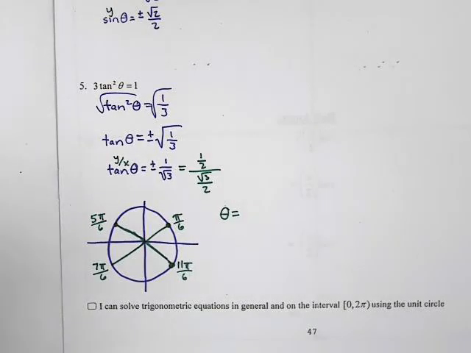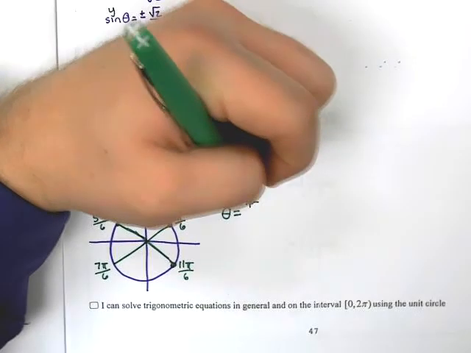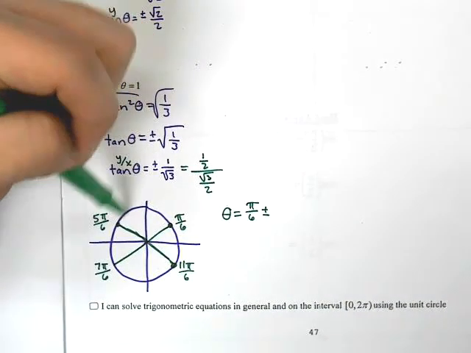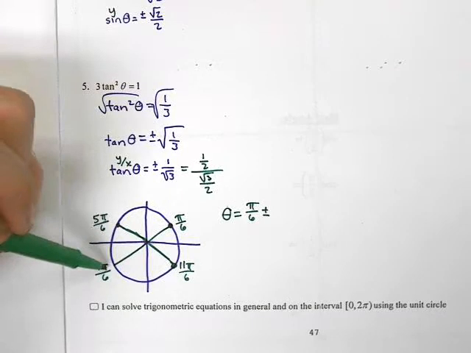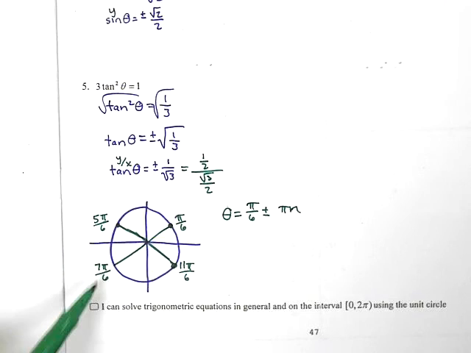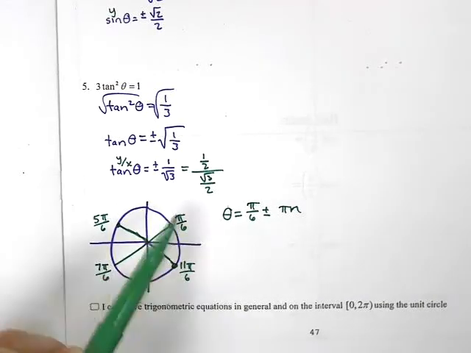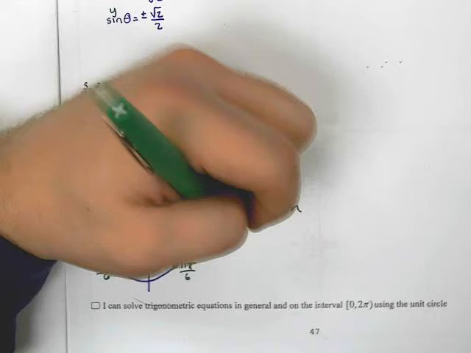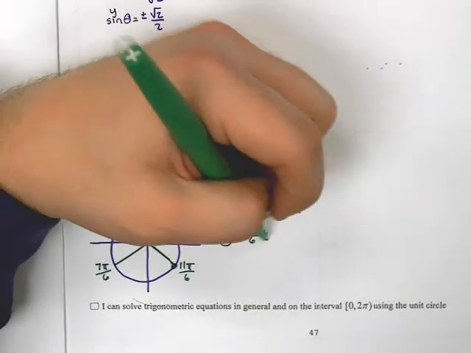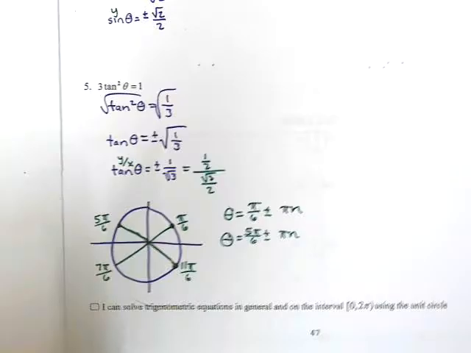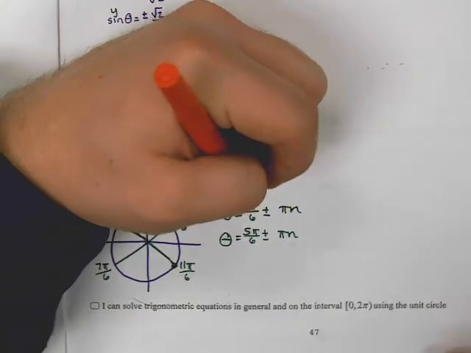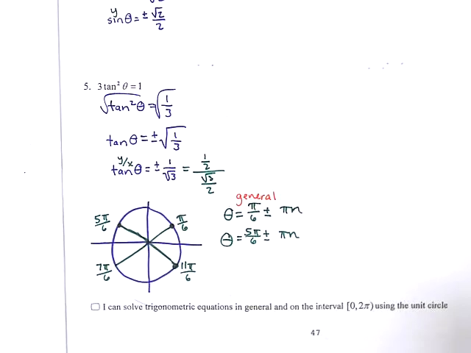We need two equations. We need to say pi over 6 plus or minus, and well, I can add a full pi, 1/2 rotation. All right, that would get me to 7 pi over 6, and then back and back and back. But I also need to take care of my other solutions, this other set. So 5 pi over 6 plus or minus pi n. And again, this is what we would call the general, but that's not what we want. We want a list.